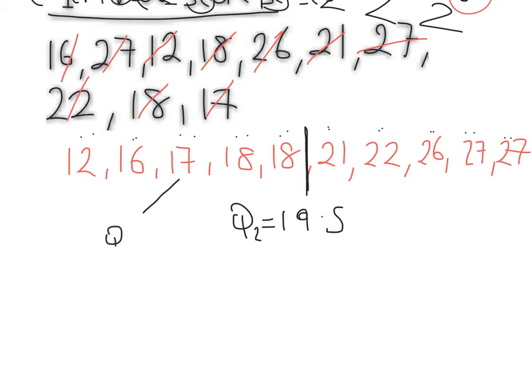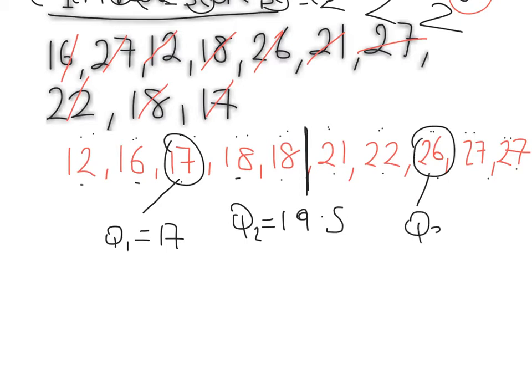Q1, which is the lower quartile, is the median of the lower half. So there's 1, 2, 3, 4, 5 numbers in the lower half. That's an odd amount, so I'm on a number. Q1 is equal to 17. There's similarly 5 numbers in the upper half, so on a number again since that's an odd number, and Q3 is 26.